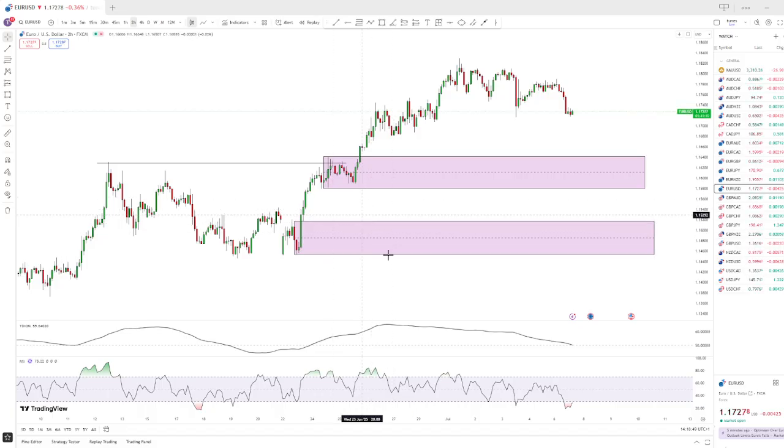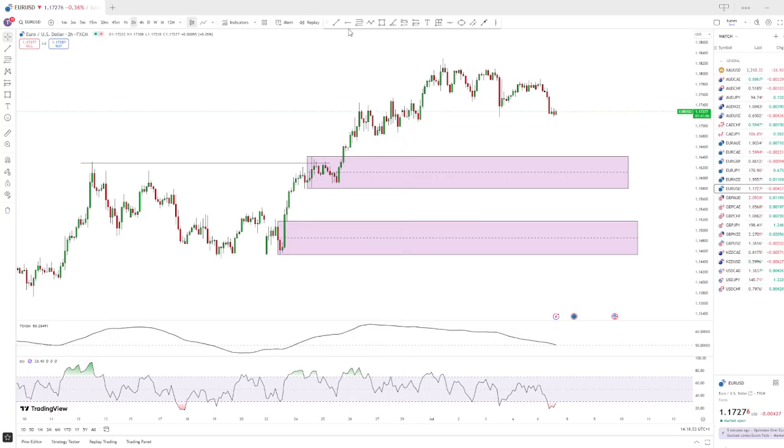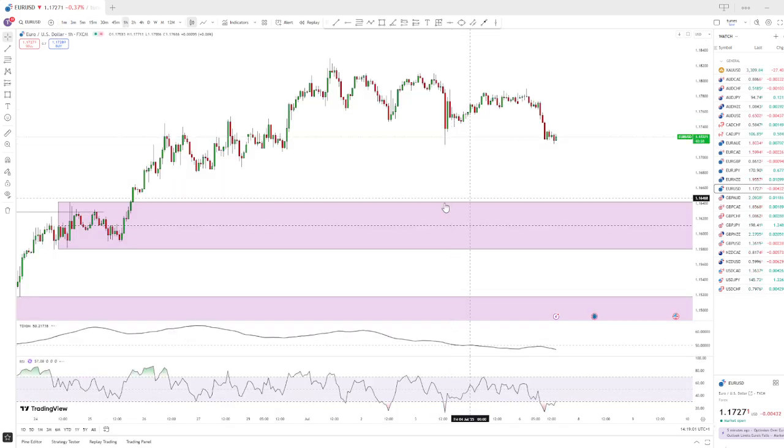So let's just see. I'm trying to see if we can get anything more to give us that short for the overall buys. Let's see on the 1-hour time frame.